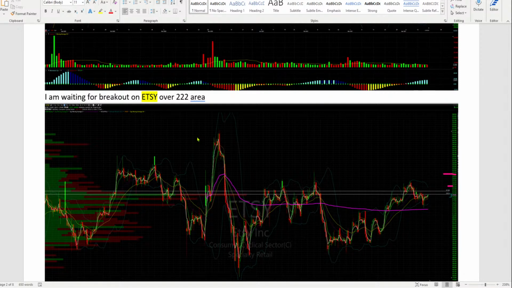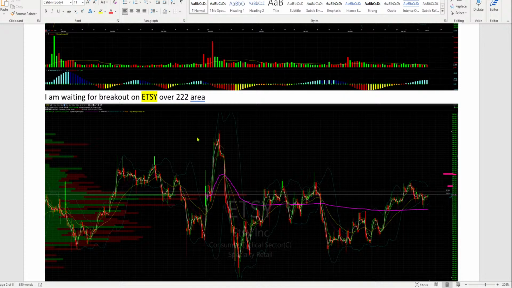Now, if I wanted to buy the retest, what would I put in? How would I do that? Lakshmi, so if I think 222 is going to hold, it's going to break out and it's going to hold, how would I do that?